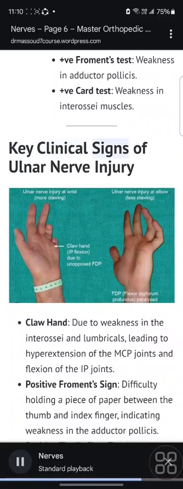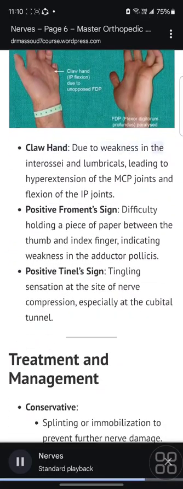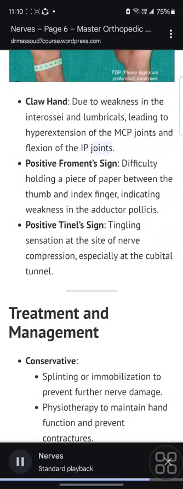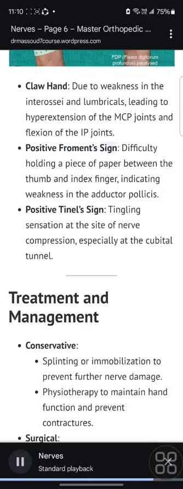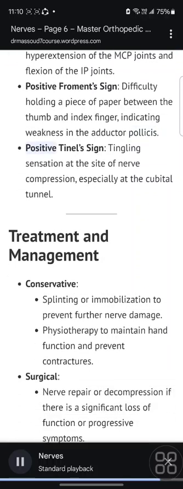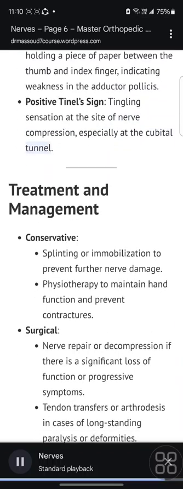Key clinical signs of ulnar nerve injury. Claw hand: due to weakness in the interossae and lumbricals, leading to hyperextension of the MCP joints and flexion of the IP joints. Positive Froment sign: difficulty holding a piece of paper between the thumb and index finger, indicating weakness in the adductor pollicis. Positive Tinel's sign: tingling sensation at the site of nerve compression, especially at the cubital tunnel.